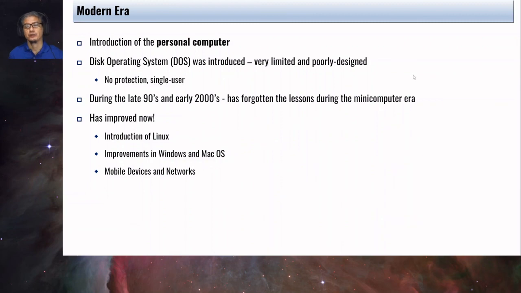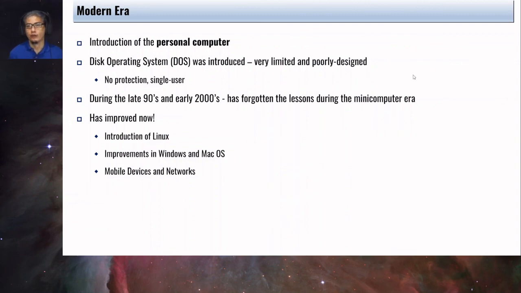Now here comes the personal computer. The operating system is somehow very primitive, because one is the limited hardware resources, limited amount of memory, and the processor, let's say, was the Intel 8080, which still has limited computing power. So DOS has no protection whatsoever, and it's single user.